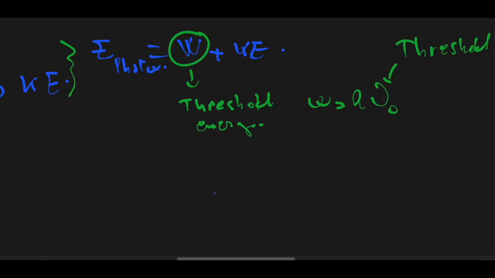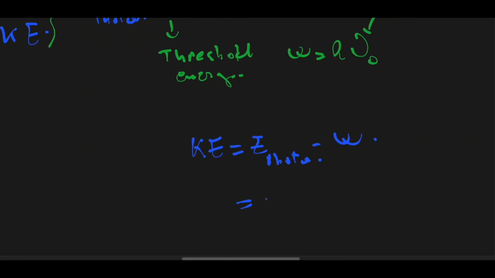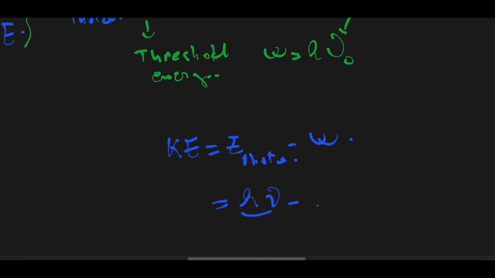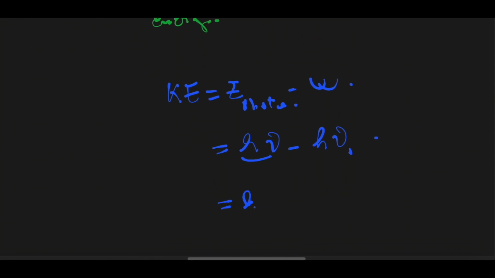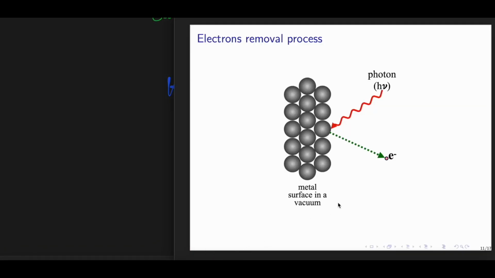And the kinetic energy of this ejected electron is equal to the energy of the photon minus the work function. And we can write it like this: h nu, the energy of one photon, minus the threshold energy, which is equal to h times nu 0, and it is equal to h times nu minus nu 0.